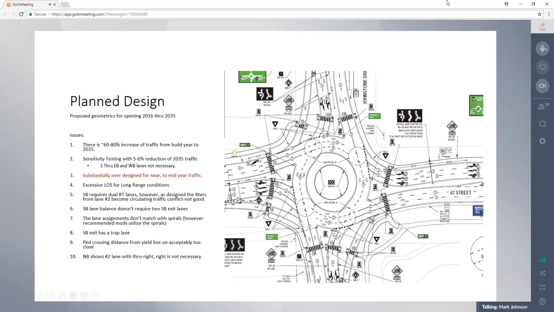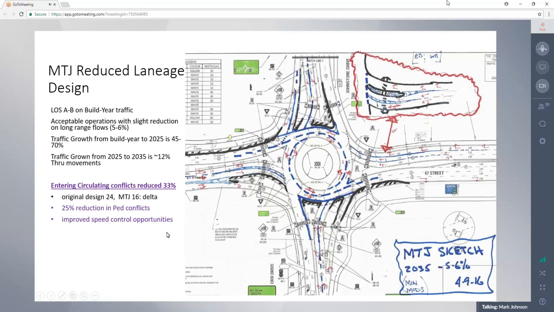And so as we go through that and look at that, we're able to, at a concept level, reduce with that 5 to 6% reduction of traffic, identified a 33% reduction in conflict points. So we're able to reduce the laneage. That's going to improve safety for both vehicular safety as well as non-motorized users as well. We had a 25% reduction in PED lane conflicts. It allows for improved speed control opportunities as well.